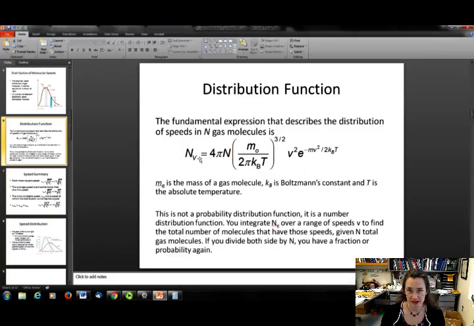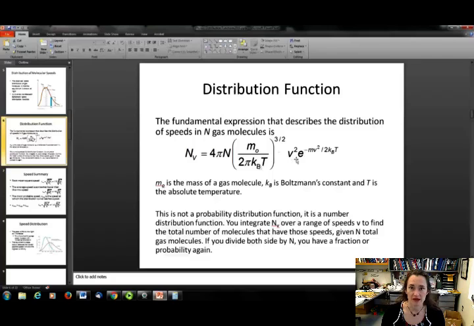So here n sub v is the number of molecules with speed v. And then of course 4 pi, and then N, capital N here, is the total number of molecules in the collection. And then you have m over 2 pi kT to the 3/2 power. Here m is the mass of the gas molecule. k is Boltzmann's constant, 1.38 times 10 to the minus 23 joules per Kelvin. T would be the temperature in Kelvin.